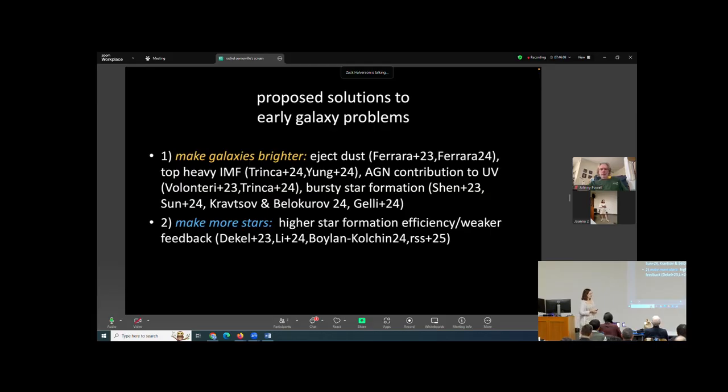And I divide these into two basic categories. So one kind of solution is to just make the galaxies brighter. So you could do that perhaps by ejecting their dust, by making the IMF top heavy, by making some UV light with an accreting black hole, or by making star formation bursty, so brightening them temporarily through short bursts of star formation. The second category is to make stars more efficiently, as, for example, in Abishai's feedback-free starburst picture.